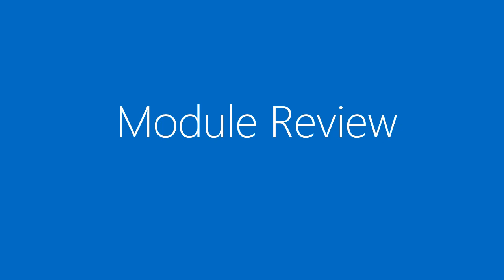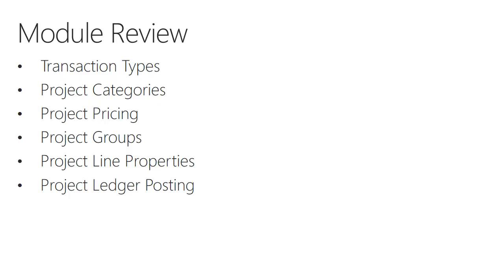You have now completed the Understanding Project Transactions module. Let's review what we learned. So you can see the 6 different bullets within this slide. The first one is transaction types.